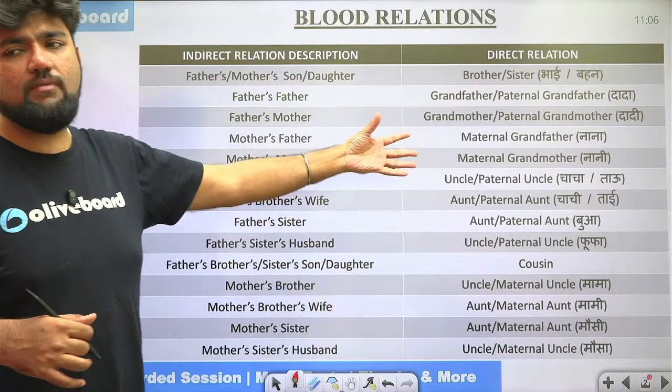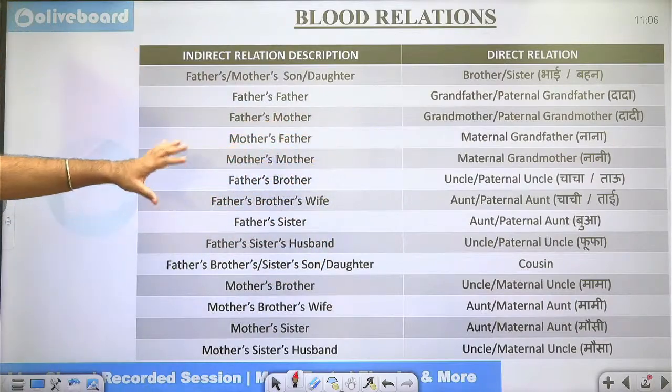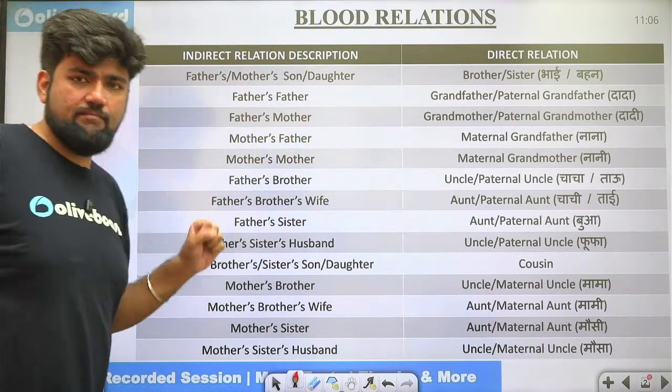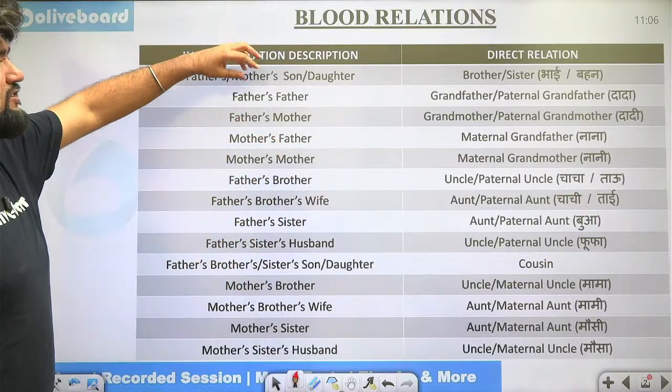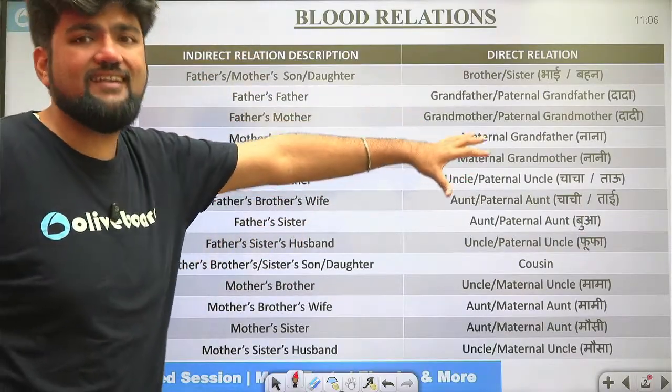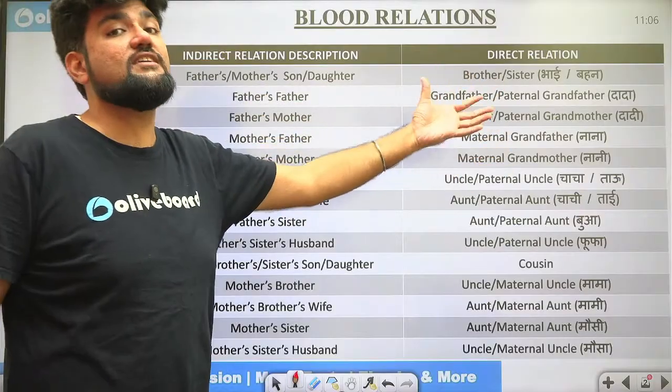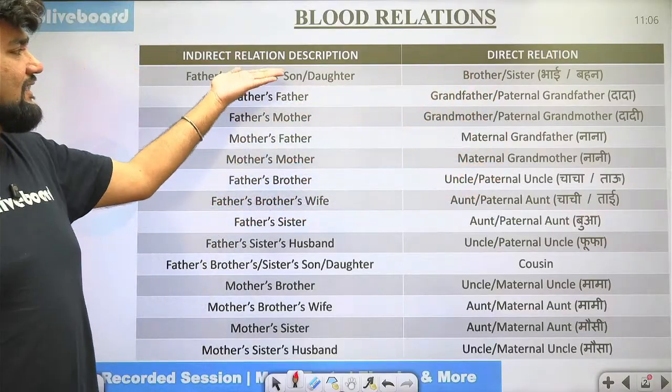These are the common blood relations which are listed in front of you. Though you don't have to remember any of them. You don't have to mug it up. I have just mentioned it here so that you can go through this and understand the kind of relationships which exist. These are the indirect versions of them.